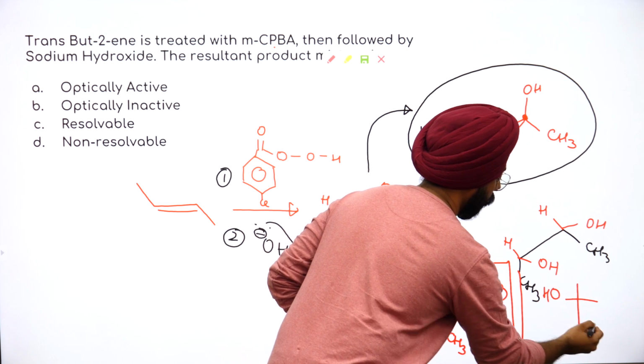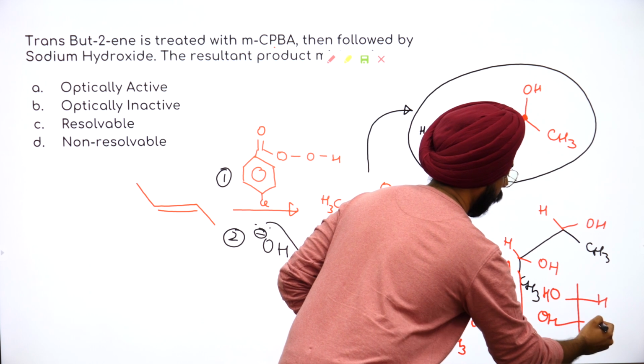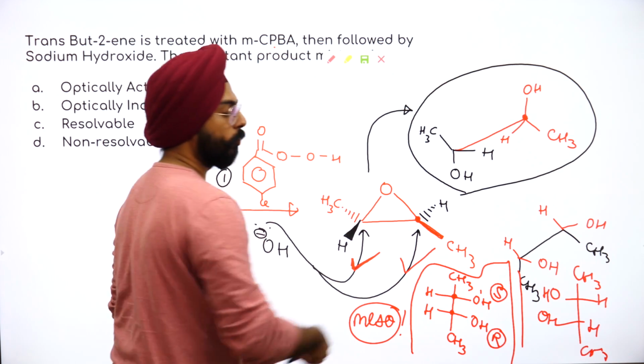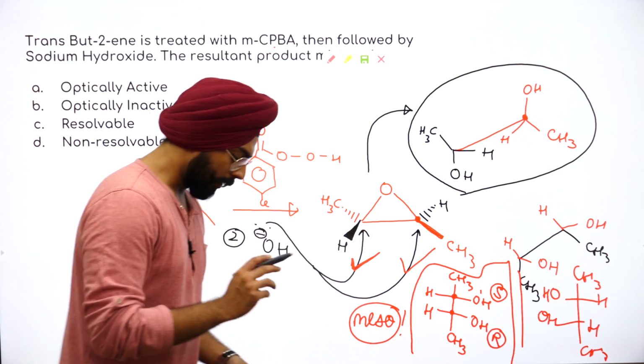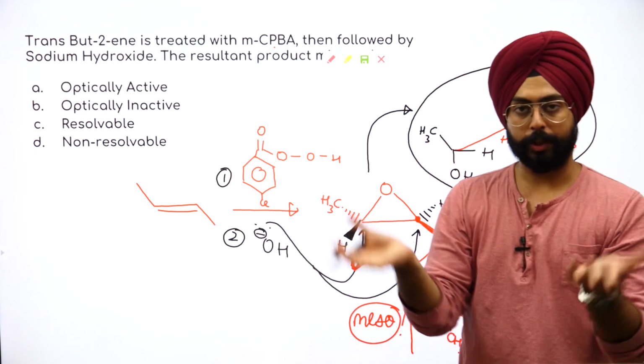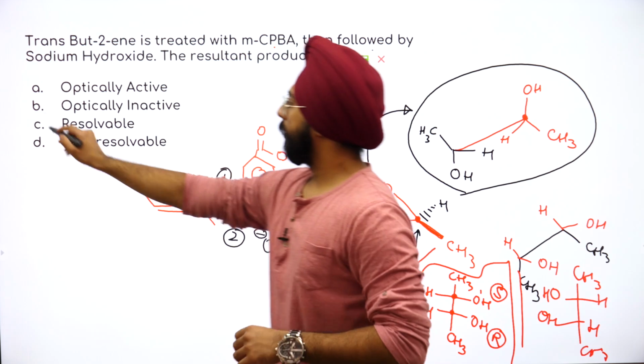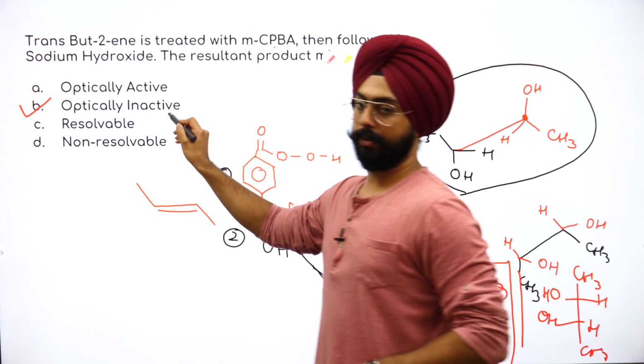Okay, OH and OH, hydrogen, hydrogen, CH3 and CH3. This is also a meso compound. So what you will get is a mixture which has just the meso compound in it. So the mixture is going to be optically inactive.